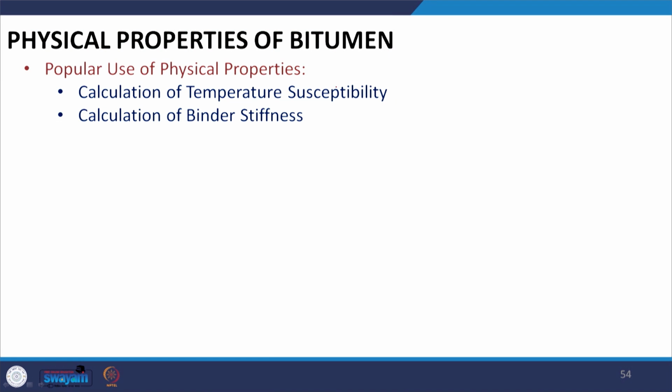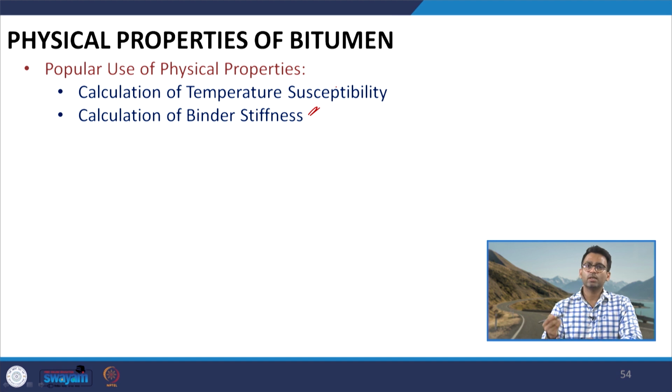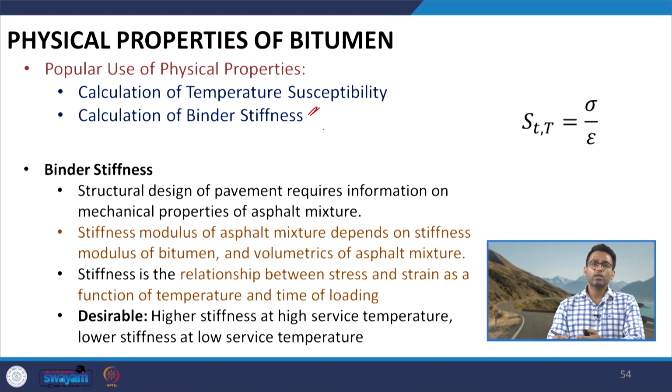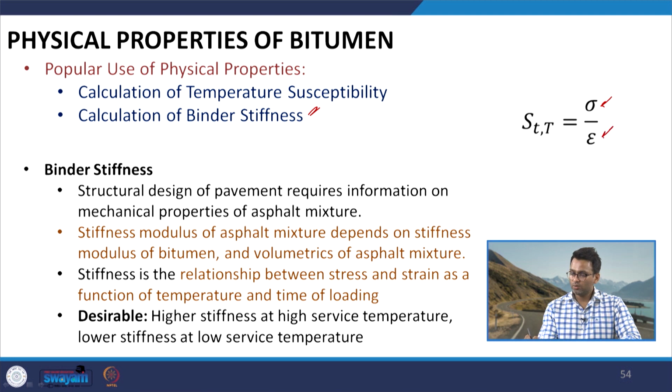Now, let us see how the binder stiffness is calculated using these physical properties. Let us first try to understand why we are interested in binder stiffness. We will see later in our presentation that for the structural design of pavement, we need to input the values of the mechanical properties of the asphalt mixture, and one of these mechanical properties is the stiffness of the mixture. So, stiffness modulus or stiffness of asphalt mixture is basically the ratio of the stress and strain, which is a function of time and temperature.